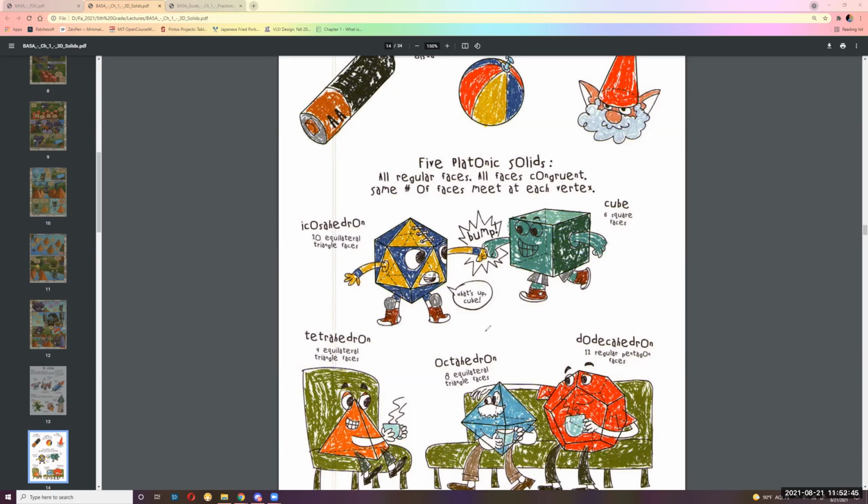Kind of a lesson on language, at least. Tetra is kind of the root for 4. Octa is for 8. And I think dodeca might be for 12, but I'm not too sure on that one. And so we see similar ideas with the other shapes as well.